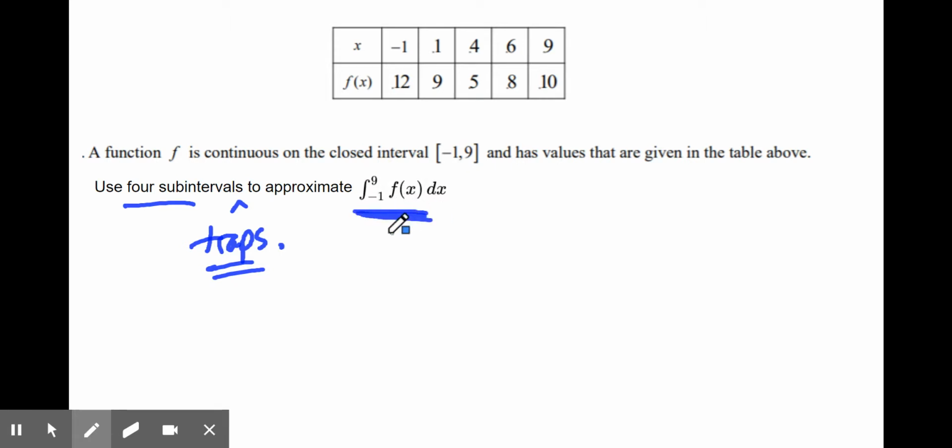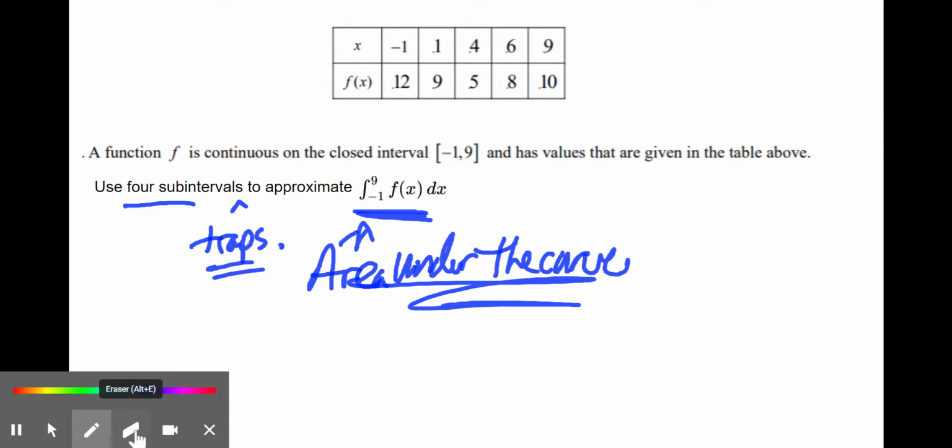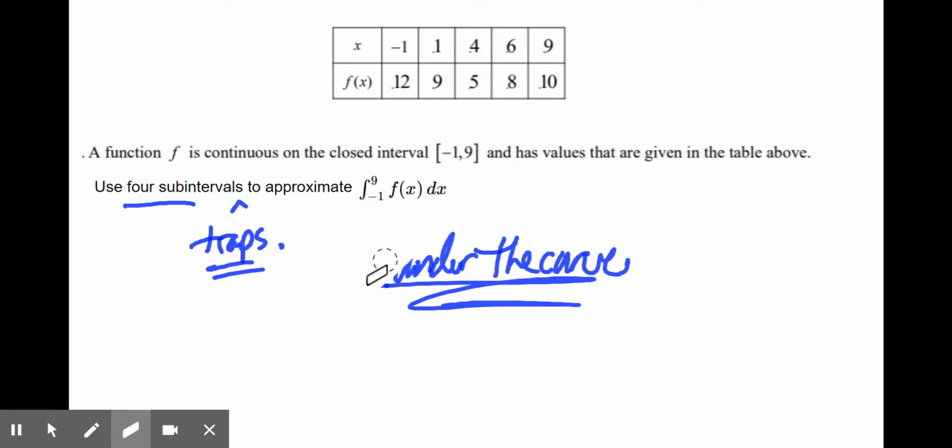This means the area under the curve. Spoiler alert if you're watching it before we do it. That's exactly what it means. It means calculate the area under the curve, the integral from -1 to 9. So we're going to use traps to do this. Let's go ahead and do it.